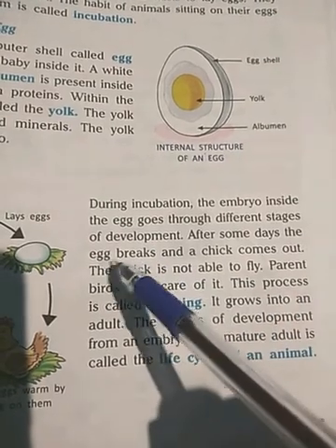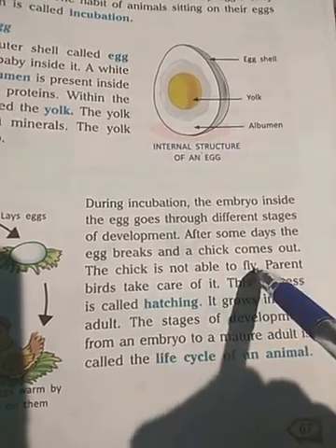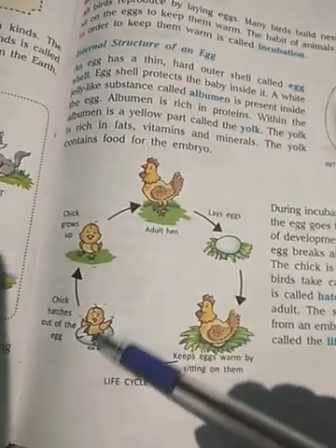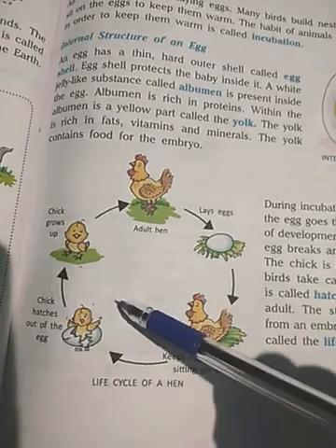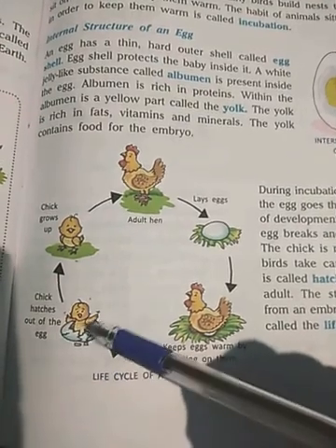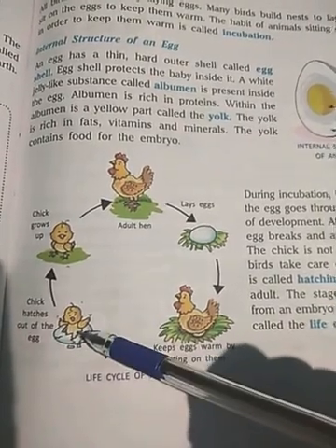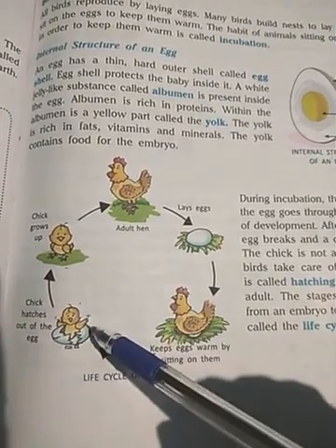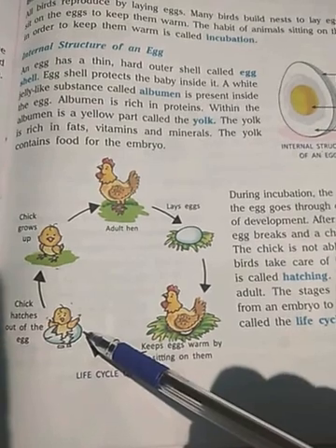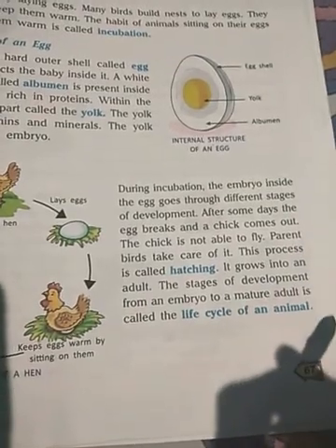After some days, the egg breaks and a chick comes out. The chick is not able to fly. The parent birds take care of it. The egg cracks, and this cracking and coming out of the baby chick is called hatching. You must have seen the chick, which is not able to fly or take care of itself. So the mother takes care of it and she also feeds the chick with food and water. With due course of time it grows into an adult.